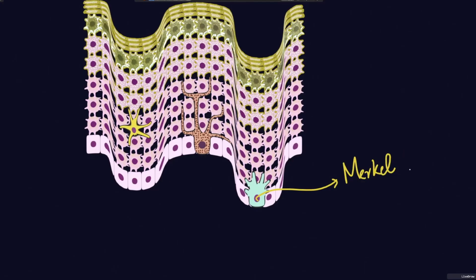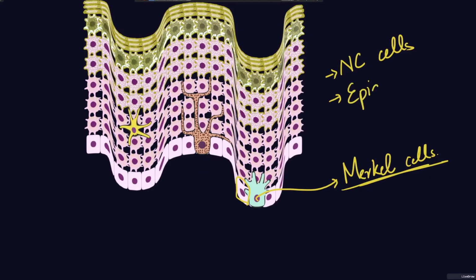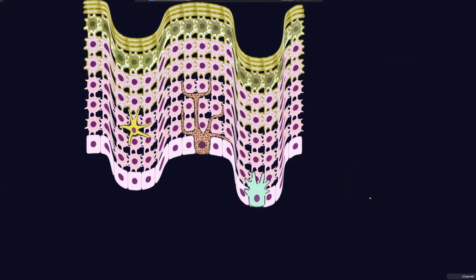Merkel cells. Actually, their origin is not clear. Some authors believe that they arise from neural crest cells. The other hypothesis, rather, is that they arise from these epidermal cells in this area, the basal cells. So they may be specialized epidermal cells. So either they arise from neural crest cells or these epidermal cells become specialized to form the Merkel cells. So their exact origin is not clearly known.